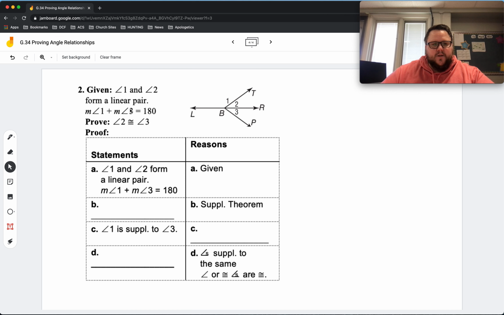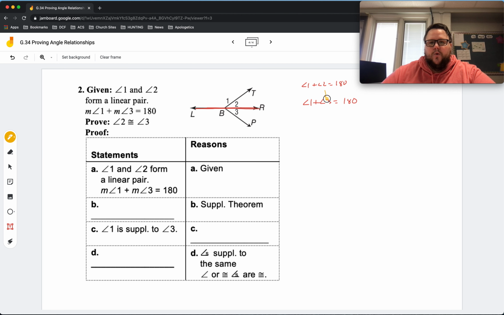Angle 1 and angle 2 form a linear pair. So what we're showing here, angle 1 and angle 2, they form a linear pair, and we can see that by the picture here. So that means angle 1 plus angle 2 equals 180 because they are supplementary to each other. And then they tell us angle 1 plus angle 3 equals 180. So they're supplementary angles.